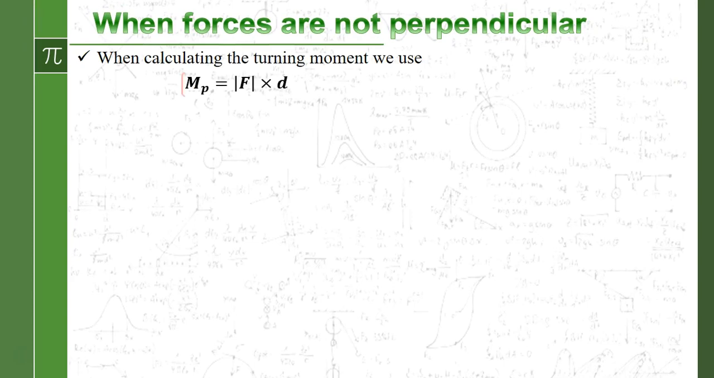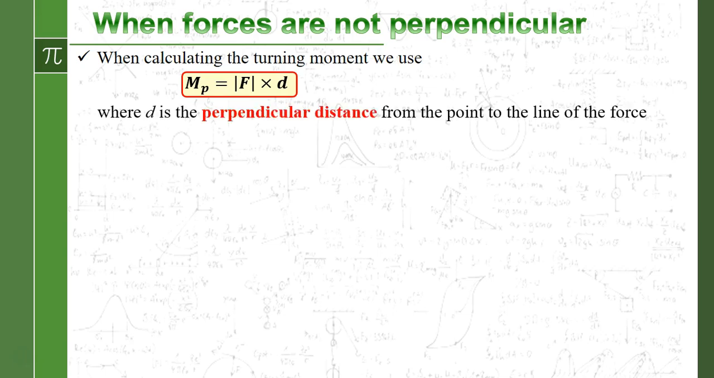So here we go. That's what we know, that our moment, our turning force, is force times the distance, and d is the perpendicular distance from the point to the line of the force. Now if the line of the force is, as we've seen previously, going straight up or down, then the perpendicular distance just becomes the distance from the pivot to where the force is being applied, and we've seen that in all the previous examples in previous videos.